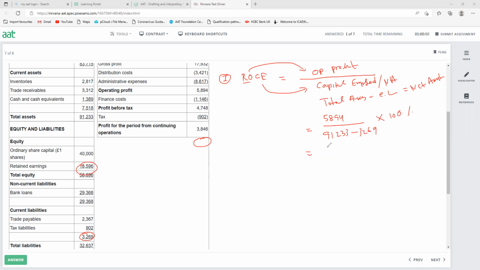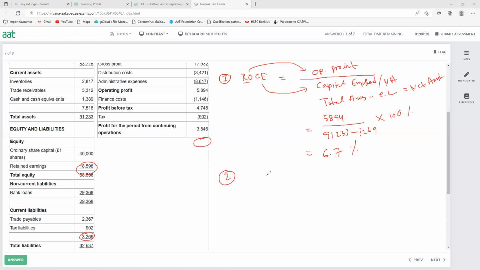So 5894 divide 87694 and times by 100, and that will give us 6.7%. 6.7% is the ROC, return on capital employed.